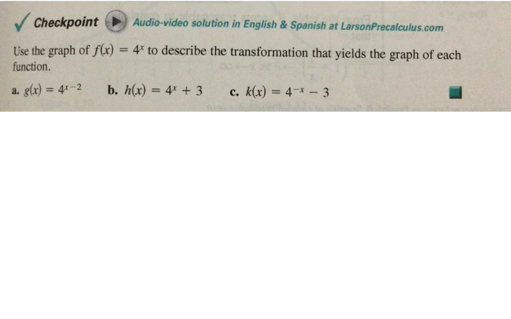And then here, you graph this one has 2 transformations. This is going to be a reflection, and then this is going to go down 3, right? Graph it to confirm it. 4 raised to the negative x.